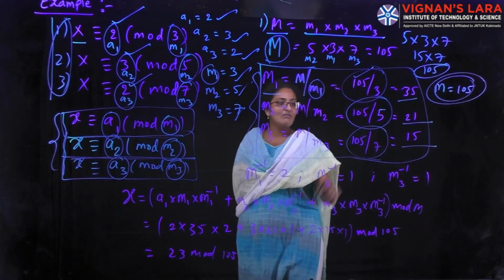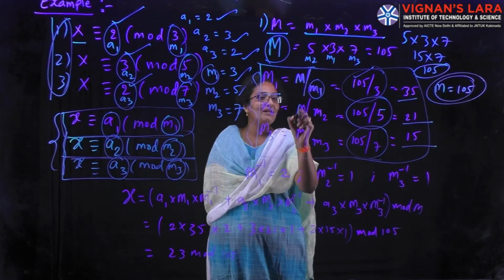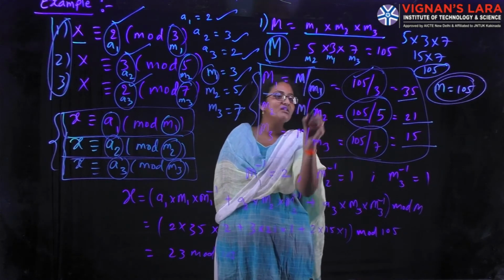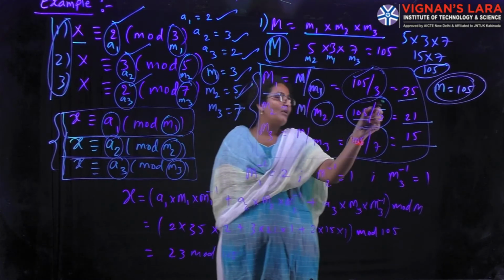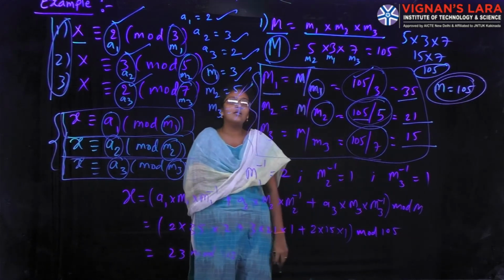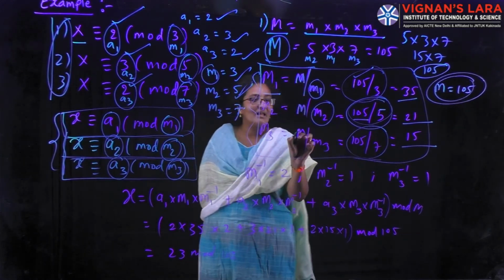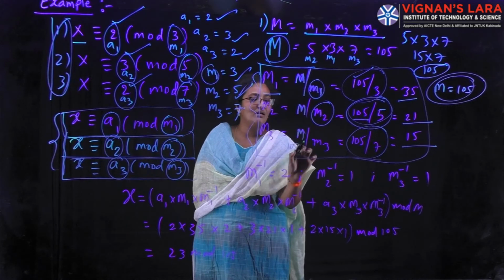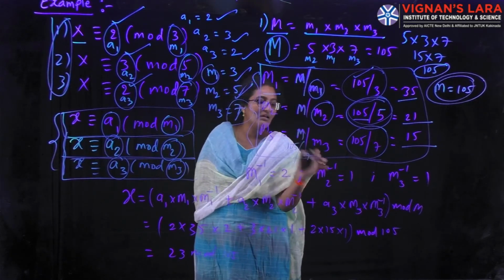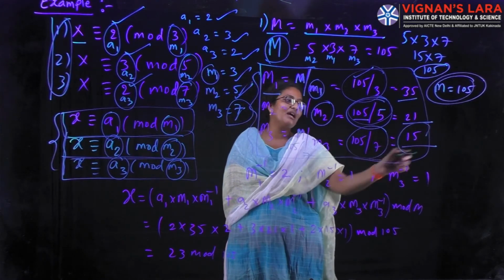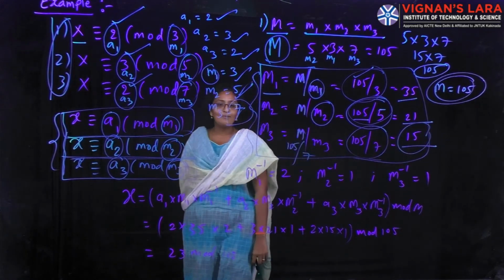Why are we doing 105 divided by 5? Capital M value is 105, small m2 value is 5. So 105 divided by 5 will get 21. In the same way, capital M value is 105, small m3 value is 7. When 105 is divided by 7 we will get 15. So step 2 is also completed.